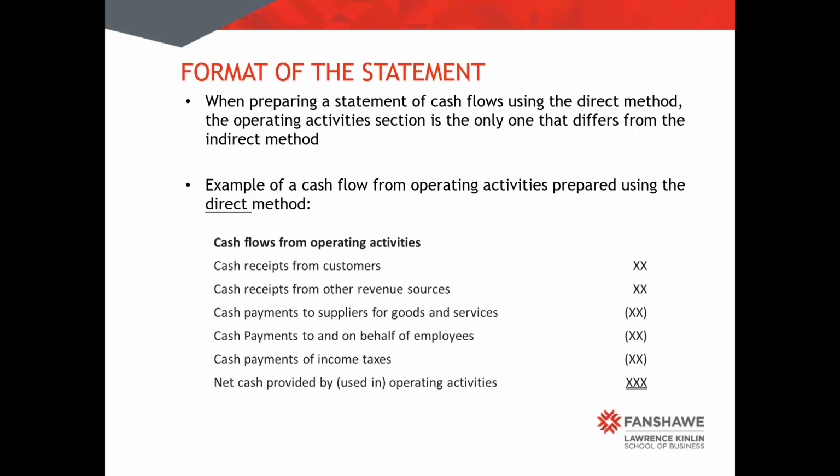So when you're looking at the format of the statement, specifically in the operating section, typically you'll have your cash receipts from customers. So, what you received from customers, whether it was in advance or paying off AR or in-year sales, doesn't matter. It's cash receipts in that fiscal period. You'll have cash receipts from other revenue sources. You might have payments to suppliers for any goods and services. You might have payments to or on behalf of your employees, so it's typically anything around compensation. And then you might have cash payments of income taxes. Those are the 5 key categories, but there could be some other operational activities.